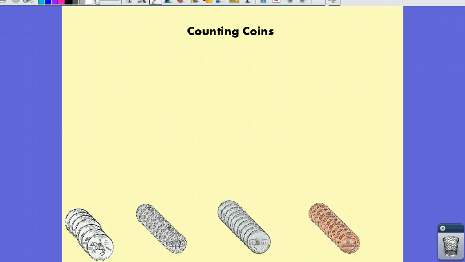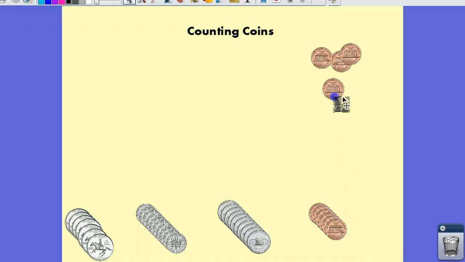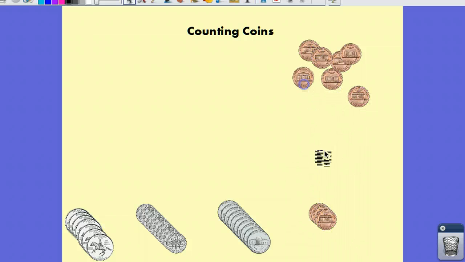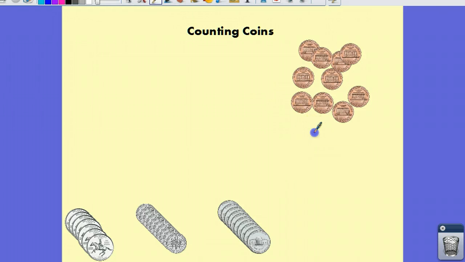Let's practice some counting of coins. Let's start with our pennies. We're going to count these by ones because they're worth 1 cent each. Count with me. Here we go. 1, 2, 3, 4, 5, 6, 7, 8, 9, 10. This collection of pennies is worth 10 cents. We write that cent sign as little c and a line right down the middle vertically.